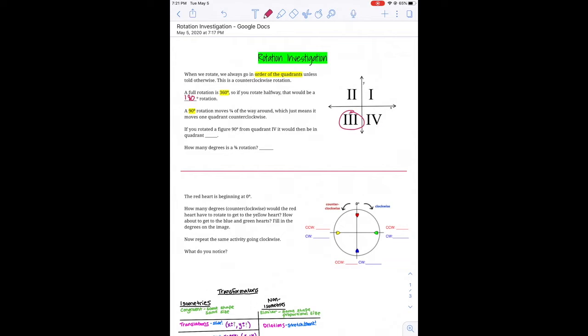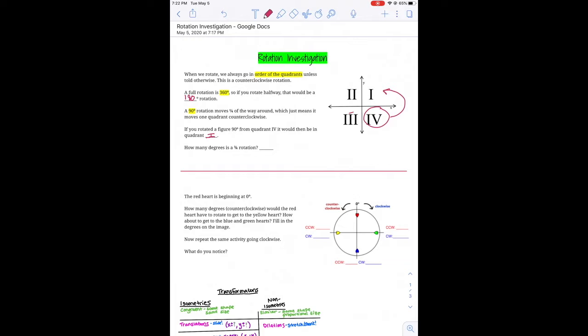It's a quarter rotation. The next question, if you rotated a figure 90 degrees from quadrant 4, it would then be in quadrant 1. So quadrant 1 is the answer, and remember that we are assuming counterclockwise. They could always say rotate clockwise, but they'd have to specify it. If they don't specify it, we're assuming counterclockwise.